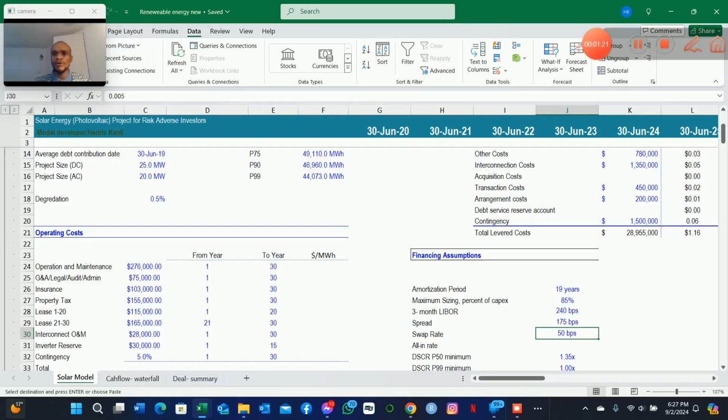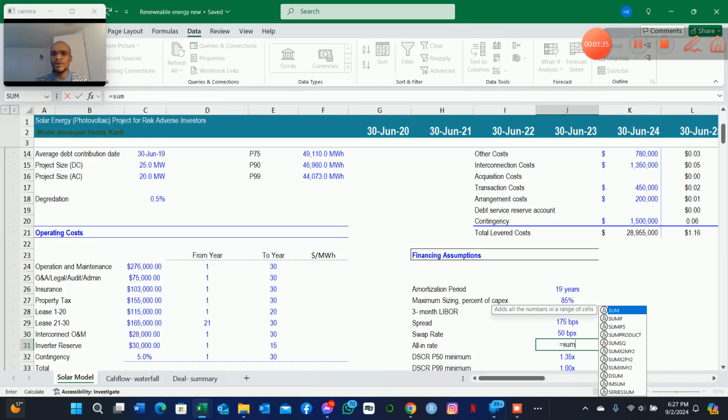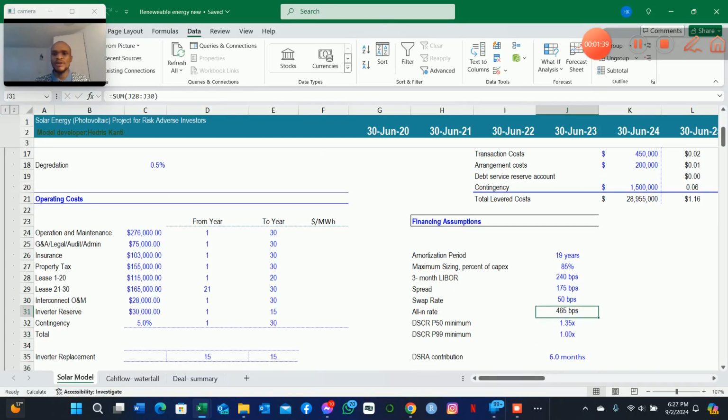So this is why we have this swap at 50 basis points, and we know that to convert basis points to a percentage, we have to divide by 10,000. So the all-in rate is going to be the sum of all of these basis points here. So we have 465 basis points.